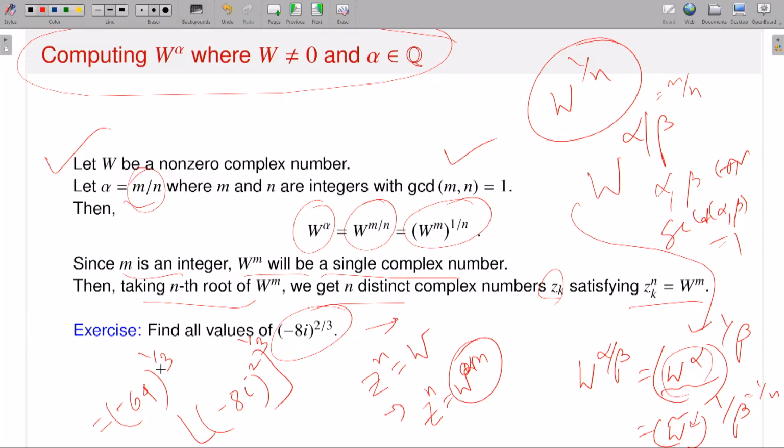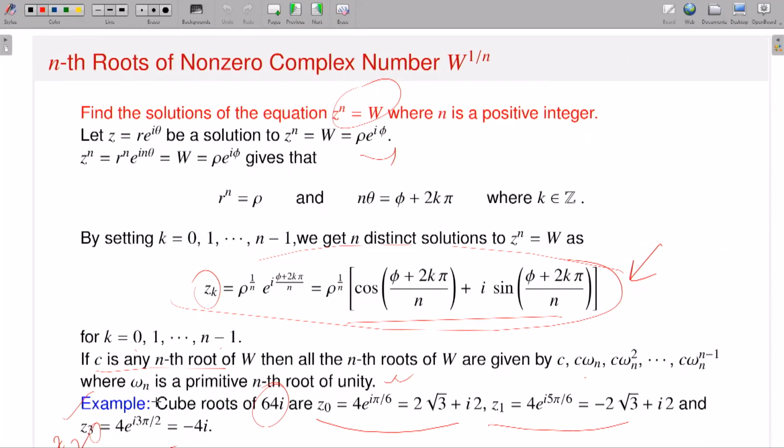That means you have to find what are the complex numbers z such that z to the power 3 is equal to minus 64, or minus 64 to the power 1 by 3 you have to calculate. That you can do. In my earlier slides I have discussed the formula for the nth roots of a non-zero complex number w to the power 1 by n. So what are the complex numbers zk such that zk to the power 3 exactly gives you minus 64? This is the formula, done.